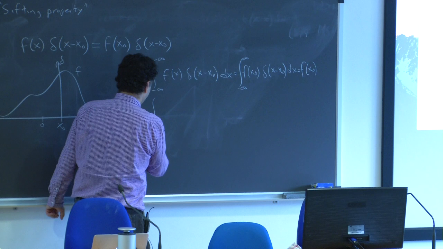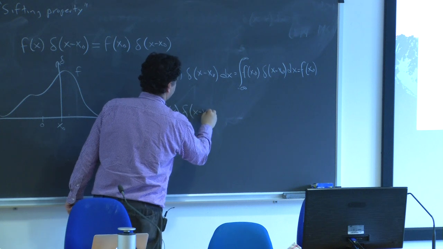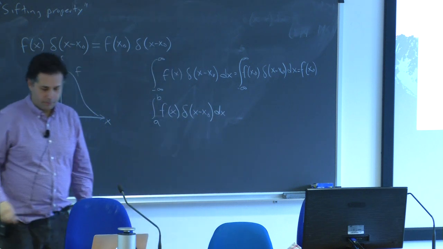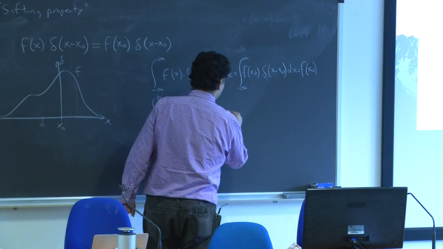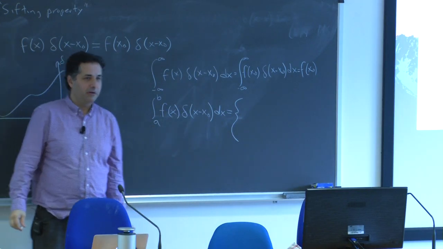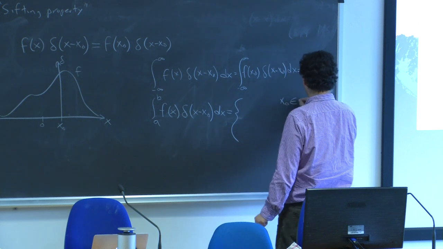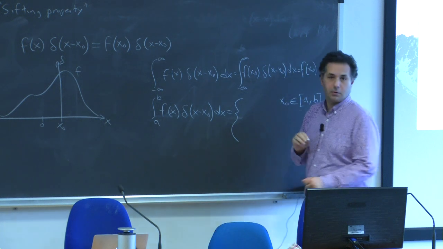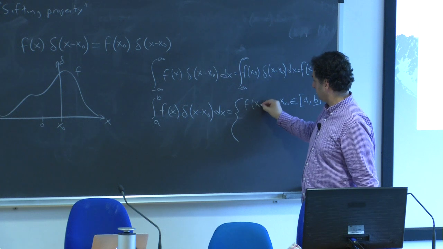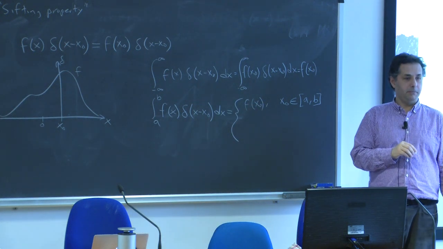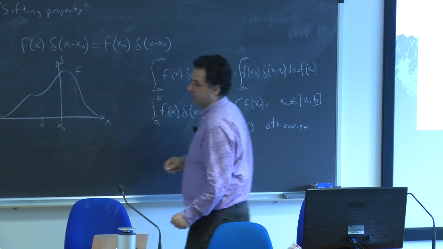What about if I have the integral from a to b of f of x, delta of x minus x0? I'm going to combine these two results. It's equal to f of x0 if x0 is between a and b, and otherwise, 0. Very good.